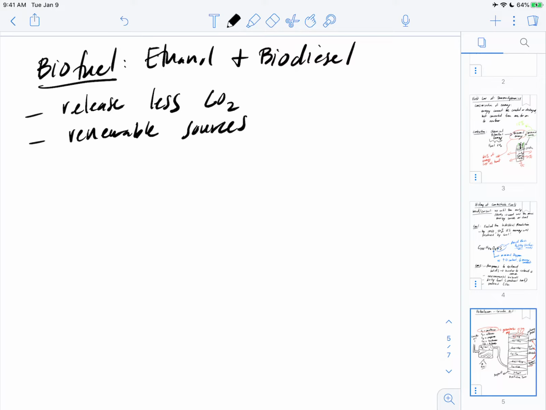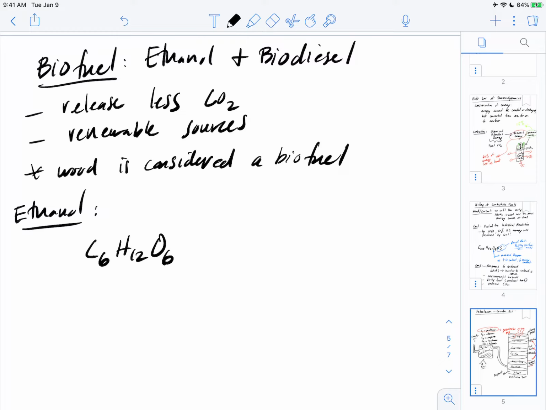Let's first talk about ethanol. How do we get that? To make ethanol, we're going to start from a sugar. We can get sugar from a lot of different agricultural products. Corn is probably the most common source for this sugar, though we can use other products as well. We can actually use corn husks.